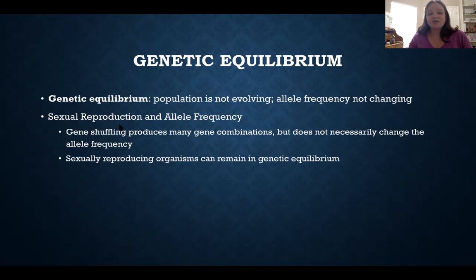Because with sexual reproduction, we can shuffle our genes around, right? We can have lots of different combinations of genes, and that doesn't necessarily change the allele frequency. That's one of the misconceptions, that in sexually reproducing organisms you can't have genetic equilibrium because you have this constant shuffling of genes, but that's not true. You can still maintain the allele frequency, so you would still be in genetic equilibrium. Genetic equilibrium means that you're not evolving.